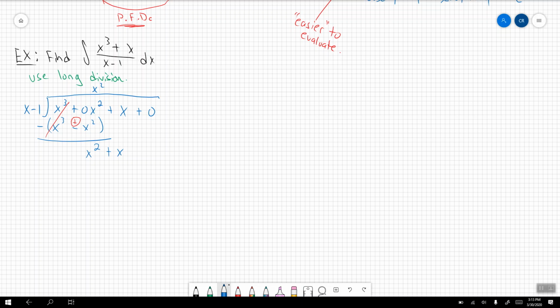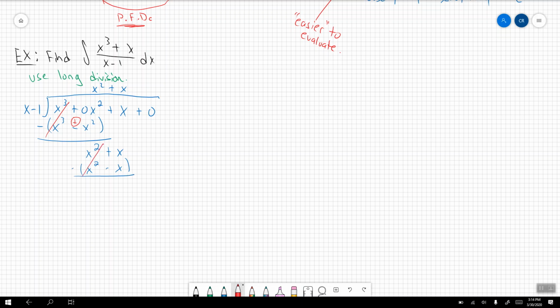Now we've got to figure out x to get into x squared needs just 1x. So x times x gets us x squared. x times negative 1 gets us negative x. Here we are. Now I subtract all this.